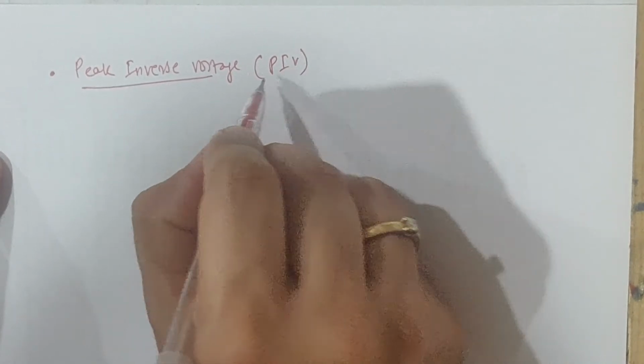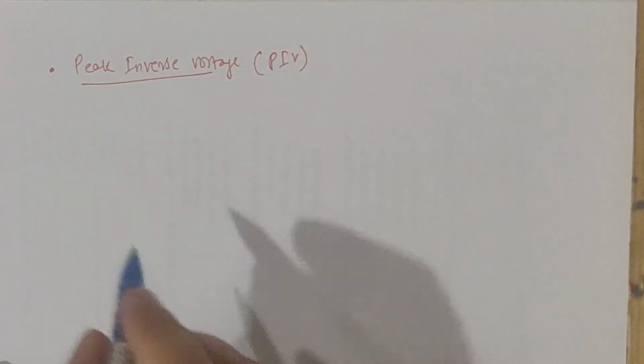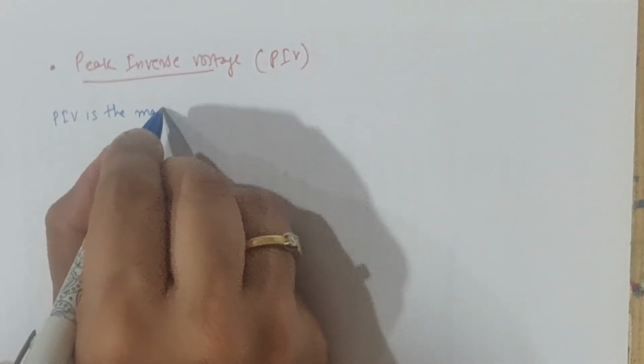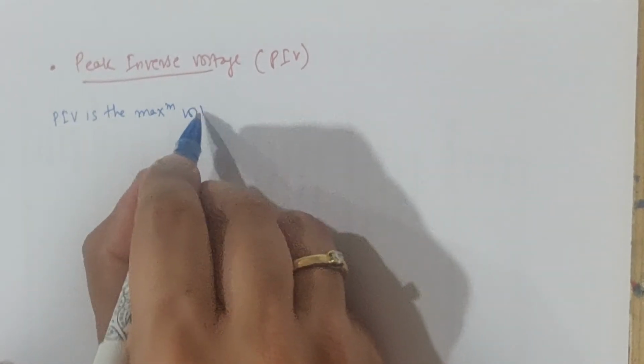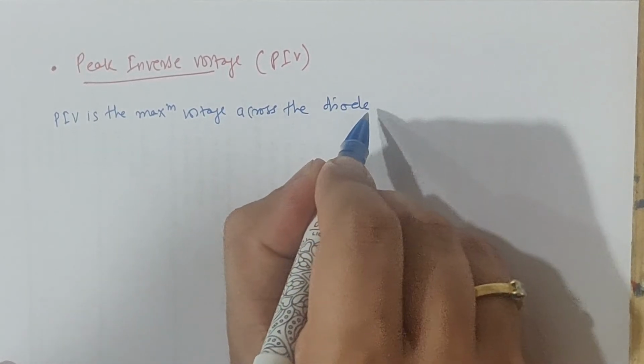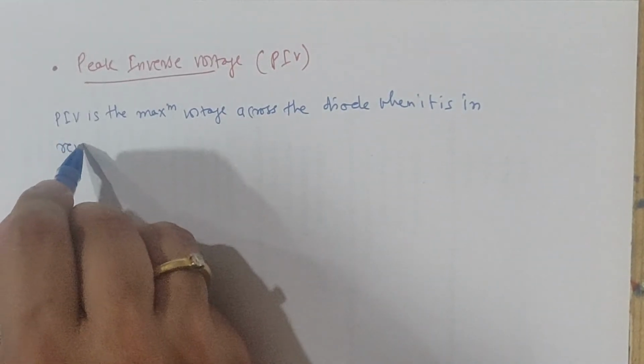So the next parameter is peak inverse voltage, also called PIV. What is the meaning of peak inverse voltage? Remember this. I will write the definition. Peak inverse voltage is the maximum voltage across the diode when it is in reverse bias.